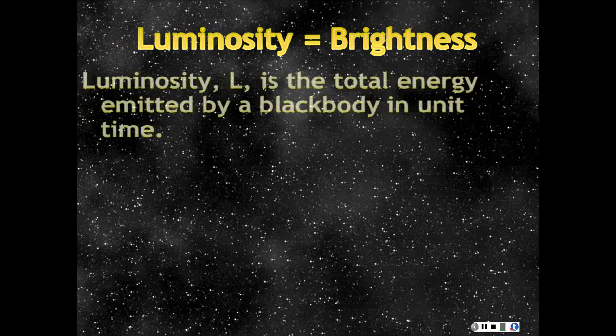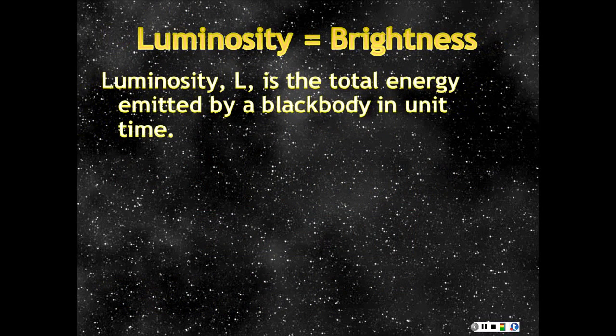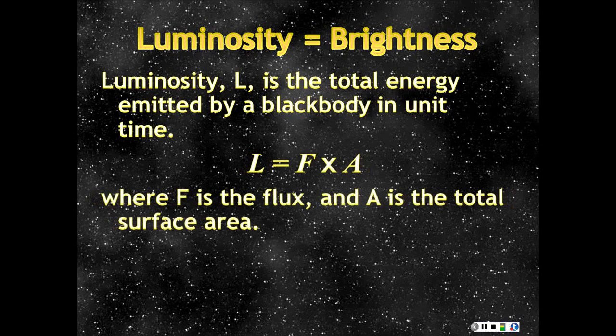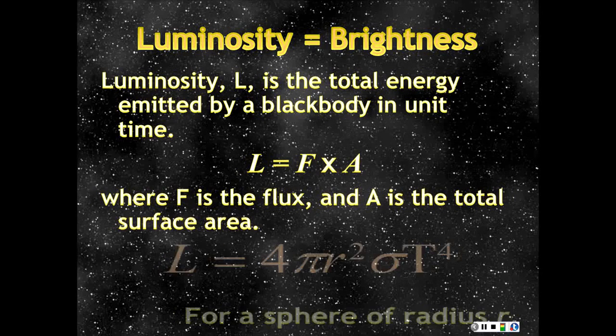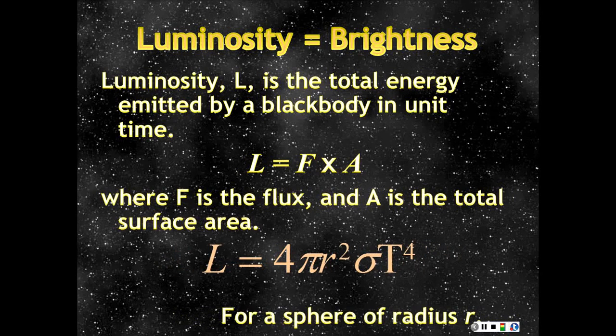So this brings us to luminosity. So luminosity is the total amount of brightness that something gives off. So we've got flux, which is the amount of energy per unit surface area, but that means if we know what the surface area is, we can multiply the flux by the surface area and get the total amount of energy per second being emitted. And so for a sphere, a lot of objects in space can be simplified to spheres, we have the surface area, which is 4 pi r squared, times sigma T to the 4. So this gives us a relationship for a star between its luminosity, its radius, and its temperature.